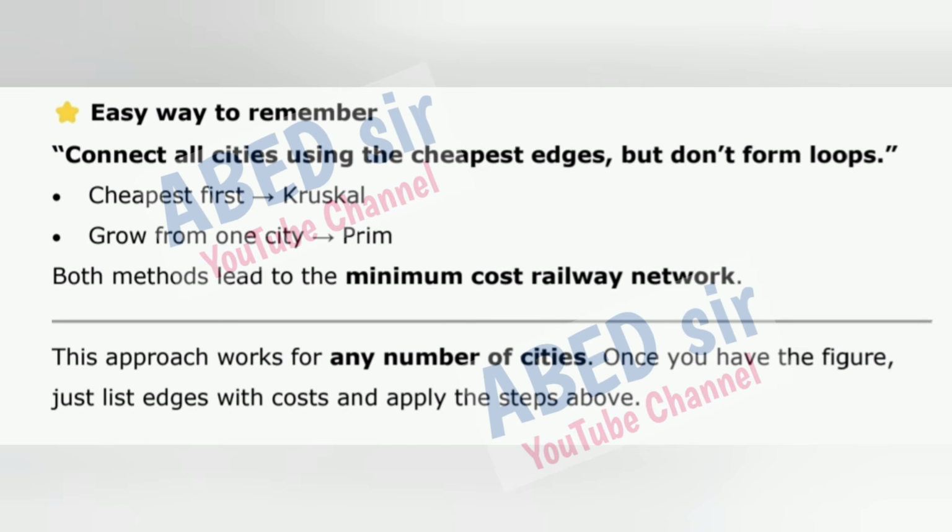Easy way to remember. Connect all cities using the cheapest edges, but don't form loops. Cheapest first is Kruskal. Grow from one city is Prim. Both methods lead to the minimum cost railway network. This approach works for any number of cities. Once you have the figure, just list edges with costs and apply the steps above.